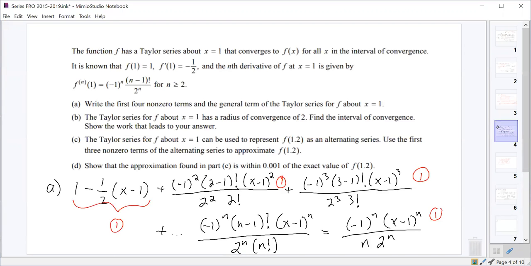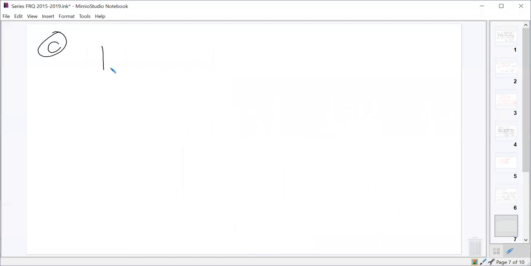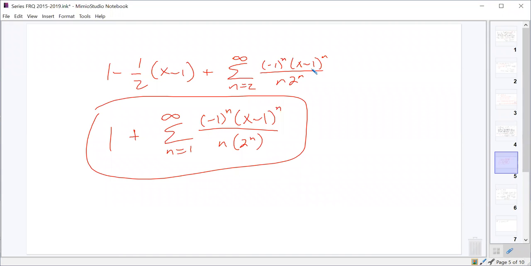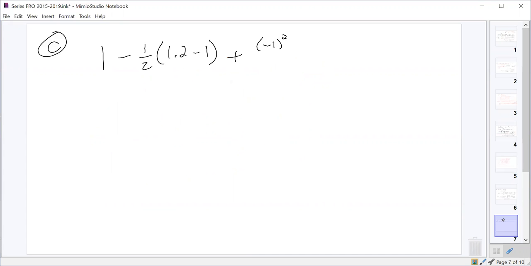Part C just says this can be used to represent f of 1.2 as an alternating series. Use the first 3 non-zero terms to approximate f of 1.2. So our first 3 terms were 1, and then -1/2 times x minus 1. And then let's see, what was the other one? We had a -1 to the n, right? So -1 squared. We had that'll give us a 0.2 to the n.